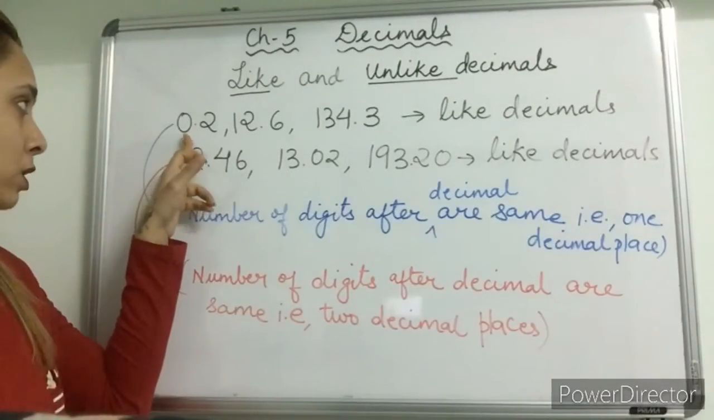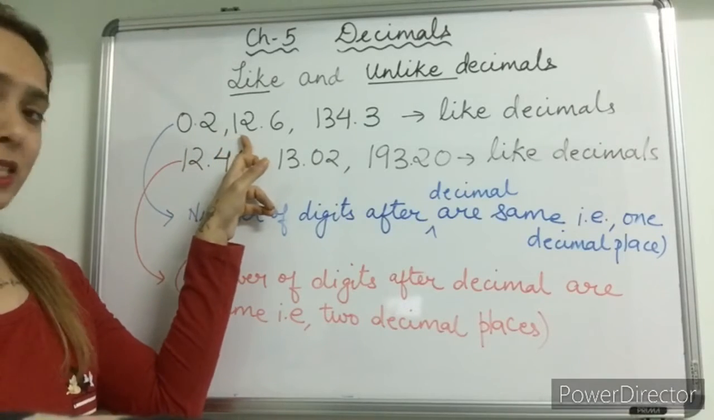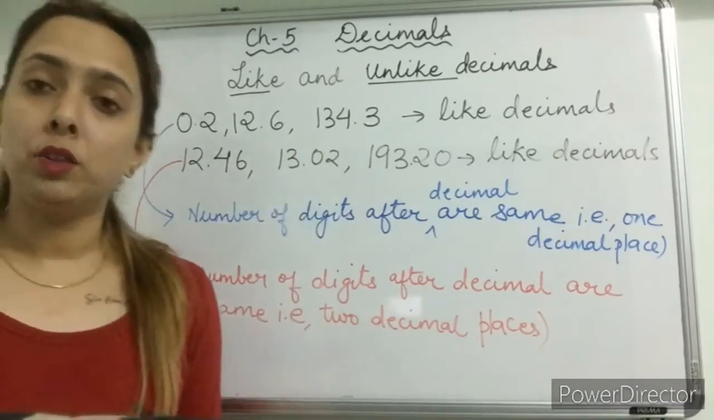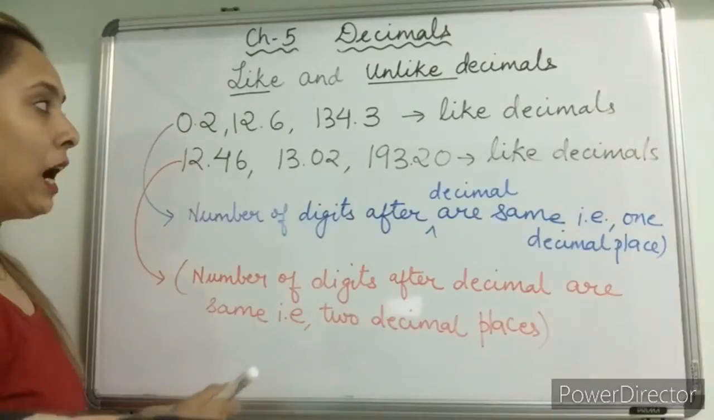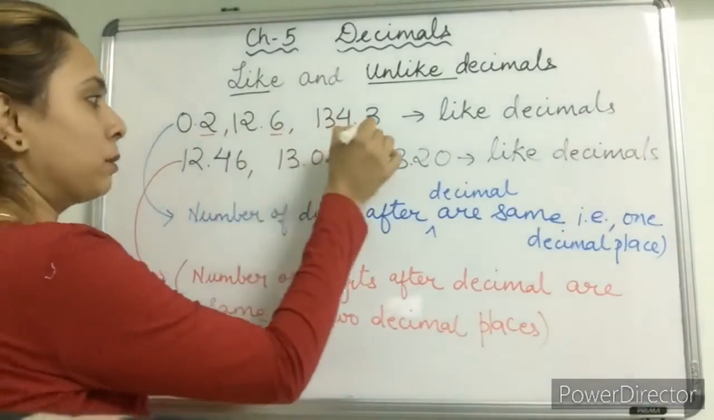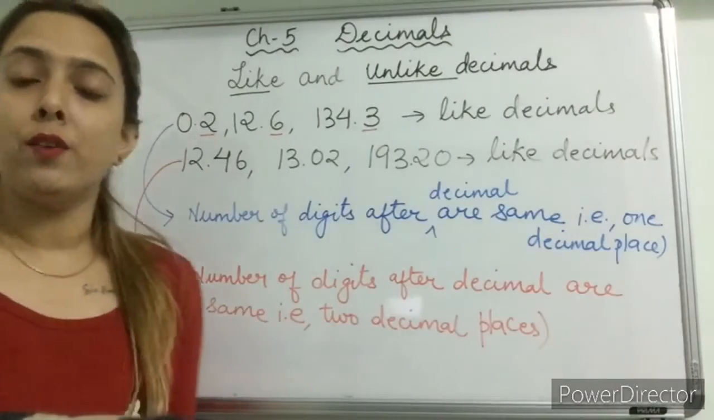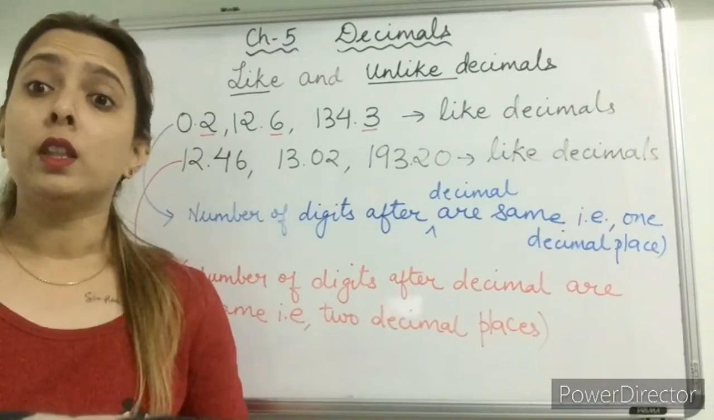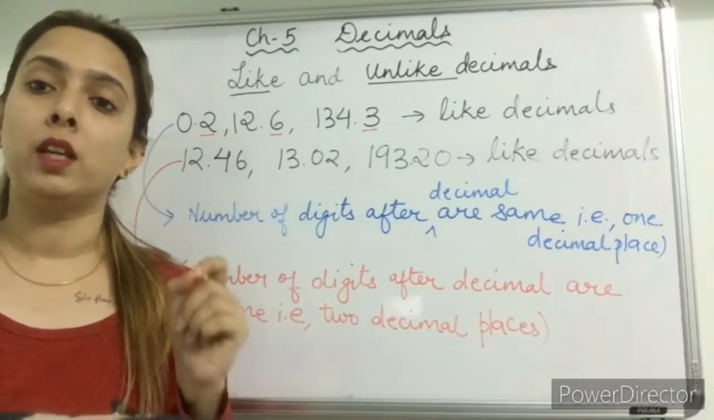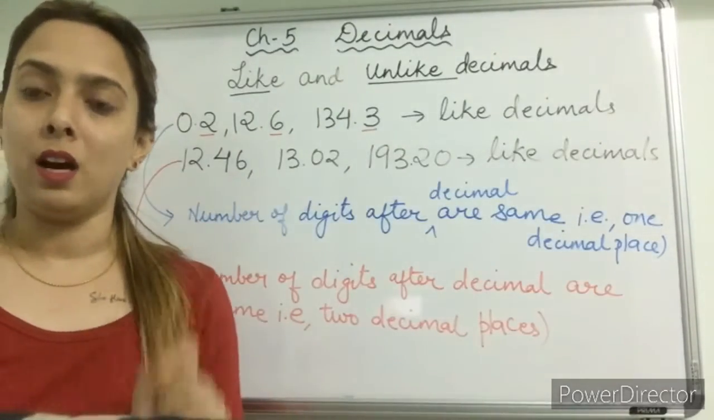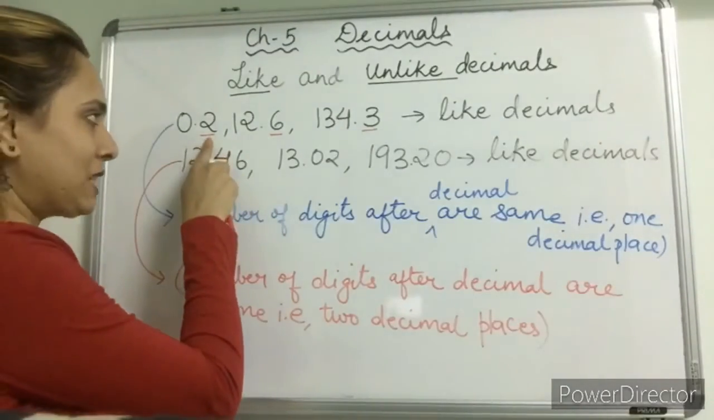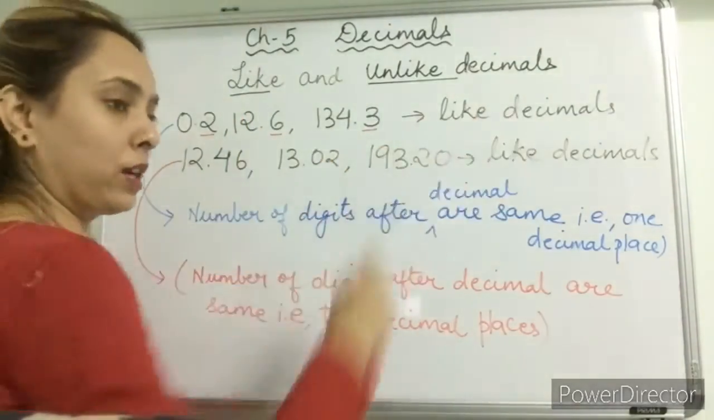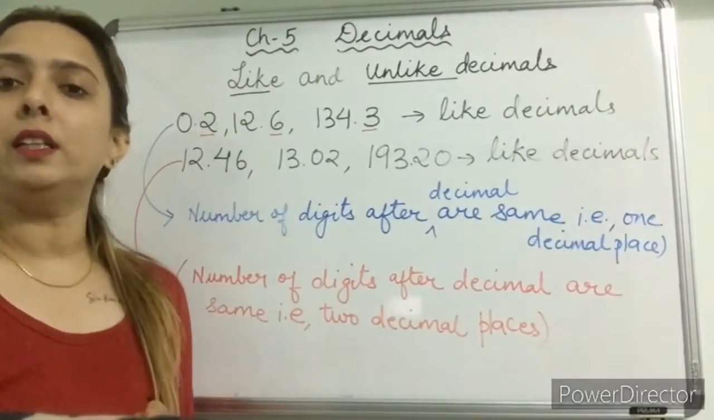The first is 0.2, the second decimal number is 12.6, the third is 134.3. So all of you can see that after the decimal there is only one decimal place, that is only tenths. Whenever decimal numbers are given to us, and if the decimal place value, meaning the number of digits after the decimal, is the same, here we have only one decimal place, one decimal place and one decimal place. So all these are like decimals because their digits after the decimal are the same.